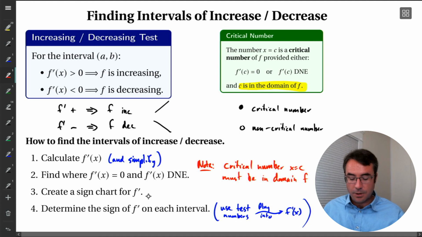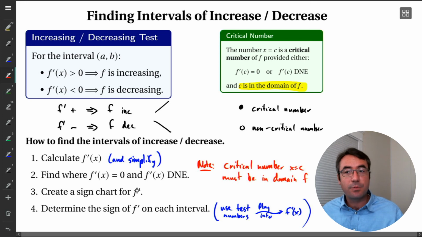But the process we're going to go through is find the derivative, figure out where it's 0, where it's undefined, create a sign chart for f prime, and then actually go through and fill in the sign chart using test numbers. So we'll see that in an example.